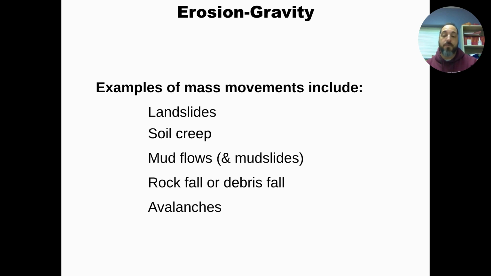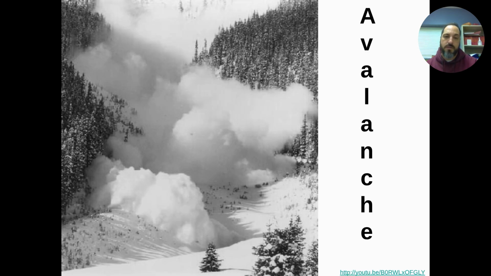Avalanche is another type of mass movement that involves snow, but that can actually affect the landscape, right? Enough snow moving down a mountain can break up trees, it can move sediments, it can do all sorts of things. So here we got an avalanche. It's mostly just snow moving down the side of a mountain, but it can also affect the landscape.